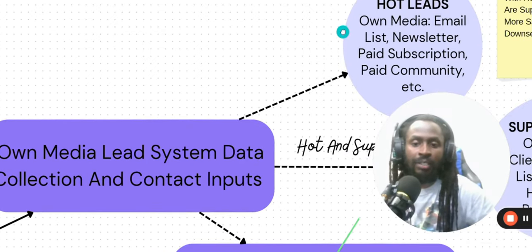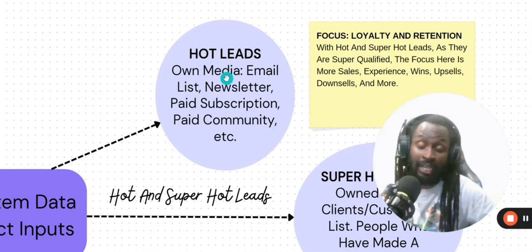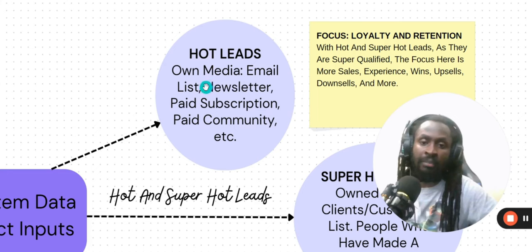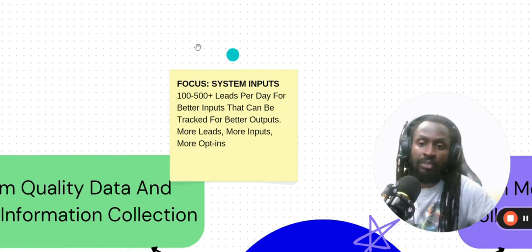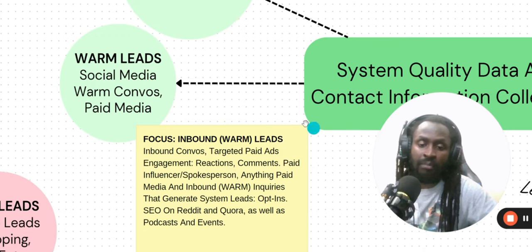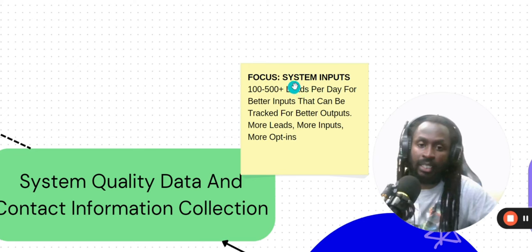So here you have owned media. Here it's hot leads, really hot. Paid media and earned media are warm. So hot is owned media: email list, newsletter, paid subscription, paid community, etc. The focus here is loyalty and retention. The focus for warm leads is inbound warm leads. All right, you want to get inbound warm leads and system inputs.